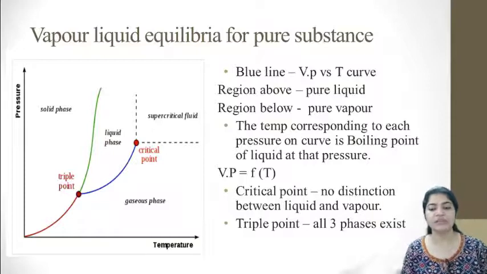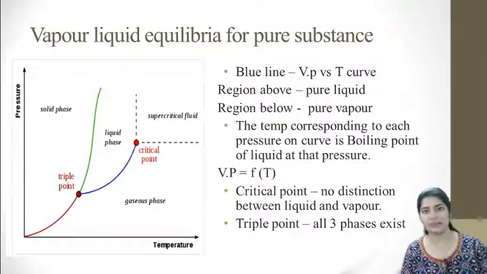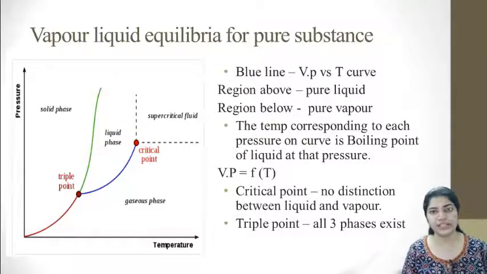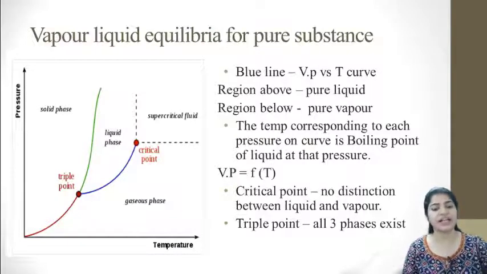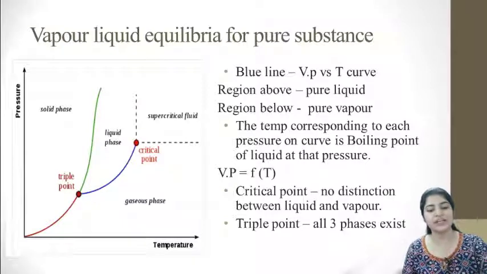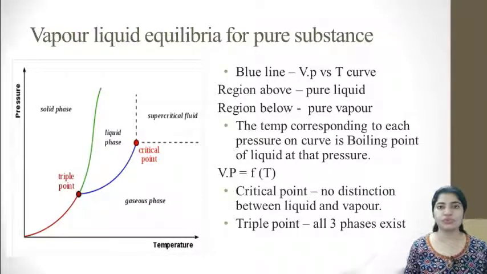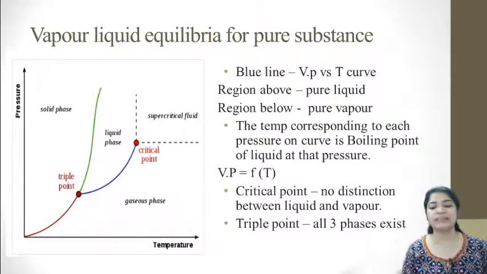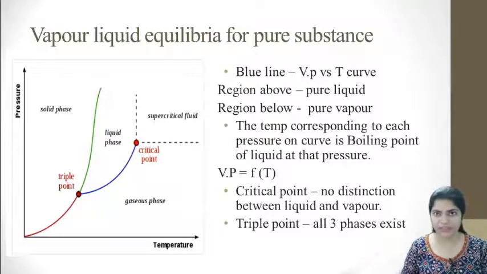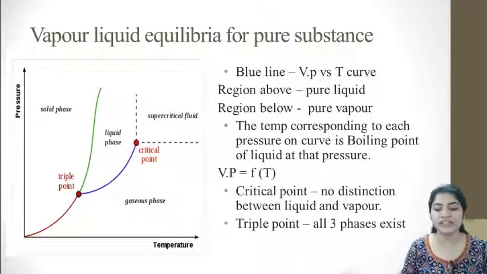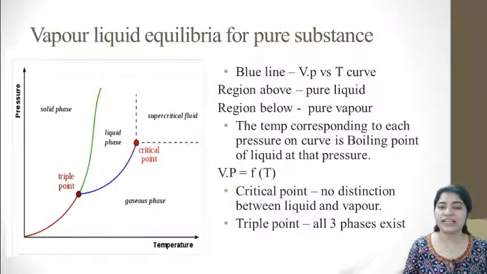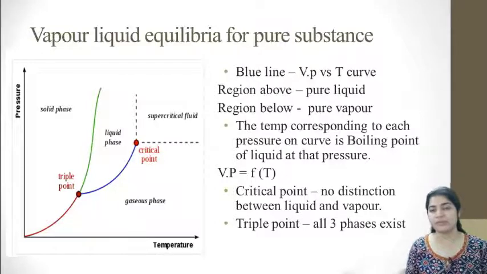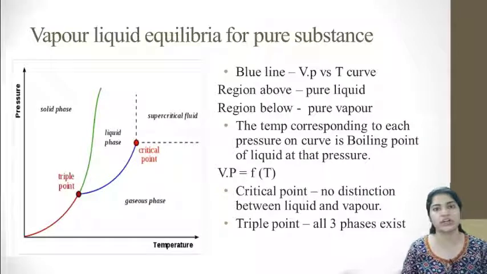See, the temperature corresponding to each pressure on this curve is the boiling point of the liquid at that pressure. So you can see that vapor pressure is a function of temperature. As pressure changes on the y-axis, temperature also changes, so it shows how the boiling point changes with pressure. Now the critical point is where no distinction happens between liquid and vapor phases. You are not able to differentiate between liquid and vapor; properties like density and viscosity of liquid and gas would be the same.